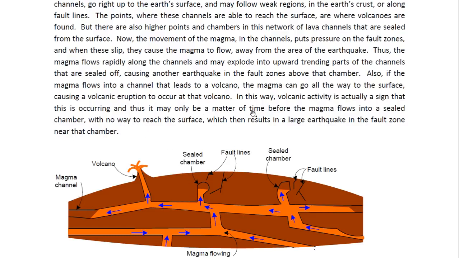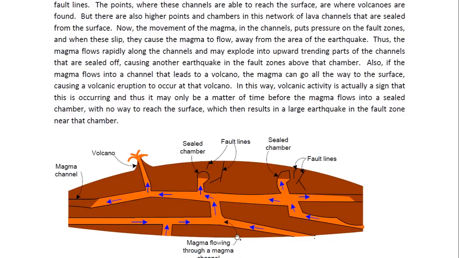And thus it may only be a matter of time before the magma flows into a sealed chamber. And so the fact that we have so many volcanoes going off at the moment means that we are having magma flowing along these channels, and they are moving all the way down from the Earth's outer core, which is liquid, all the way up these channels and trying to find a way to the surface as the magma in the inner core expands and heats up.